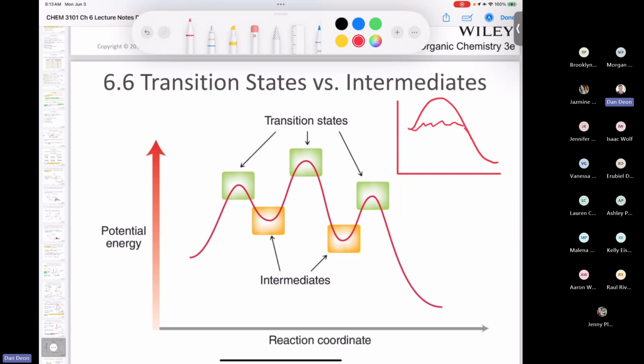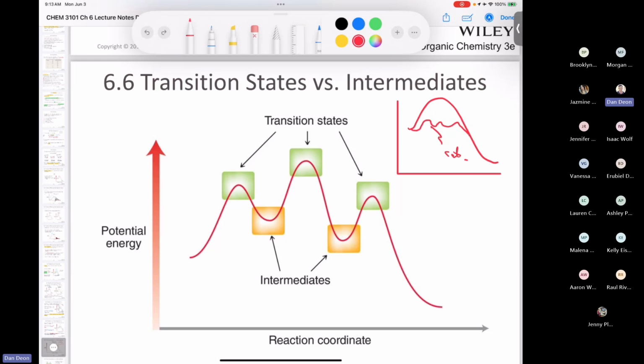And it went a different pathway. So we said with a catalyst, right? Catalyst gave you a different pathway. Well, if you're wondering what are all these bumps?